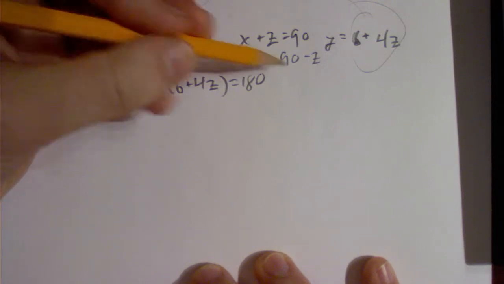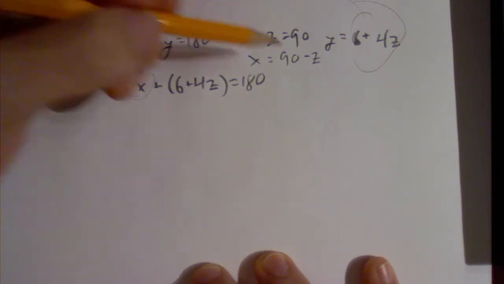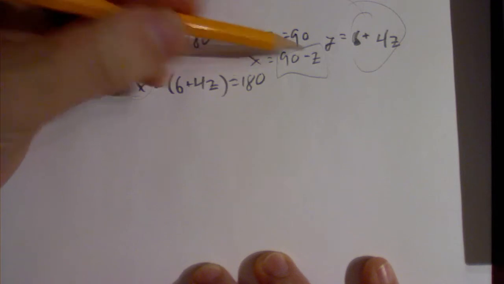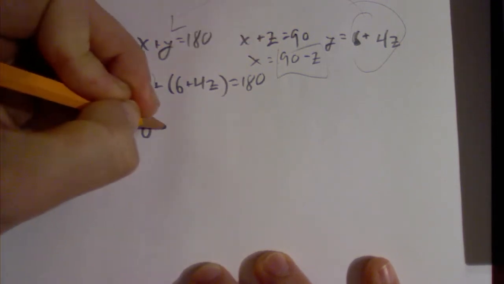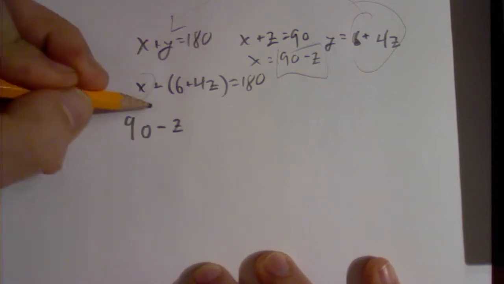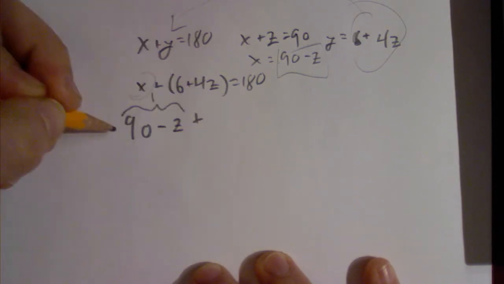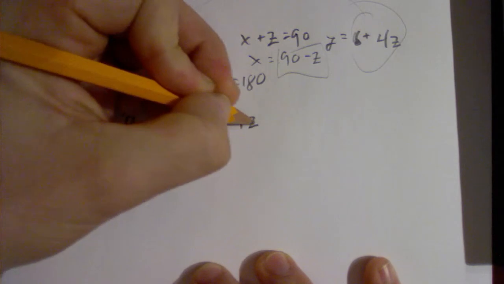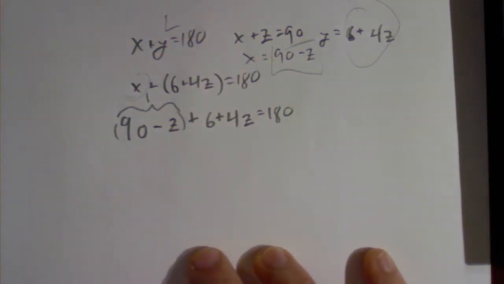Now that I know that x is actually 90 - z, I can then replace the x over here with what it's equal to. x is really just 90 - z because I just took away z from both sides. So I can replace it here. I now have 90 - z, which is that part right there, + 6 + 4z = 180. Now I have one equation and one variable. I can now solve for that single variable.